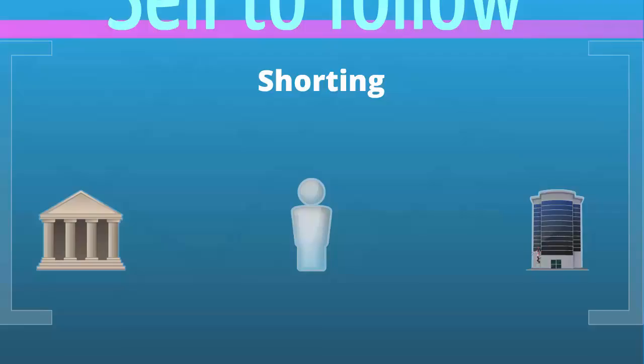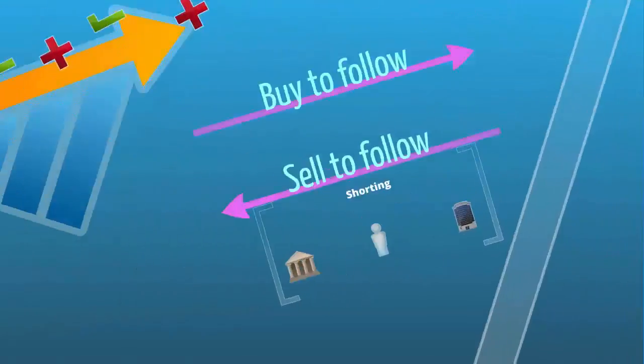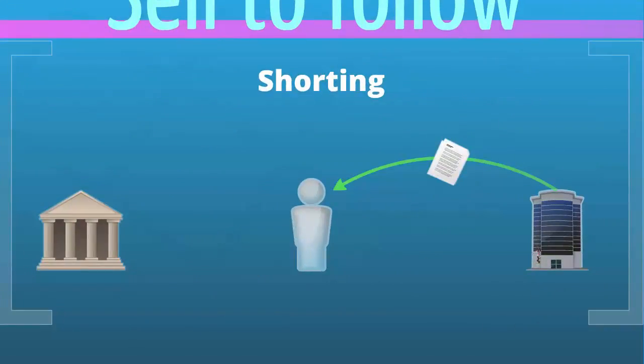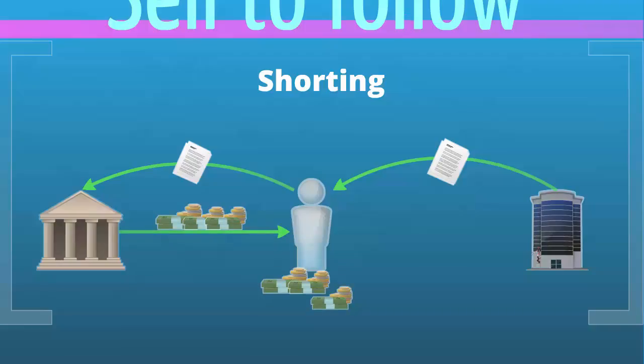When a trader shorts a stock, they borrow stock from the brokerage, and then they sell it on the open markets as if it were their own. If the price drops, the trader will buy back the same number of shares on the open market at the lower price and then return them to the broker that they borrowed them from. The profit is the difference between the initial sale price and the cost of buying the stock back.